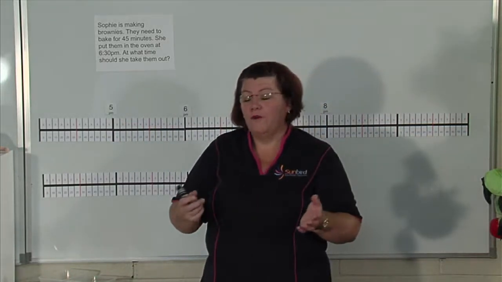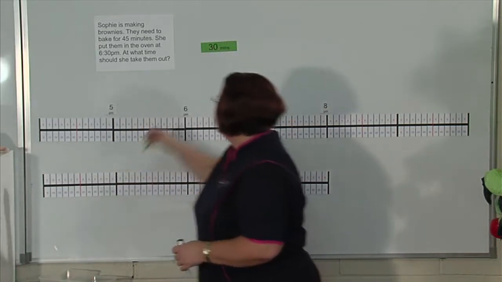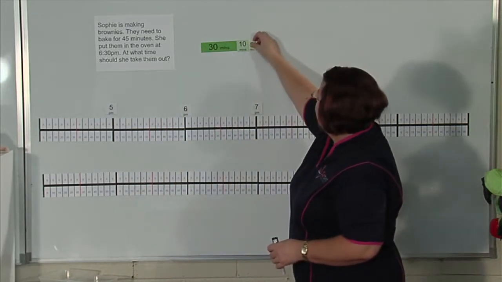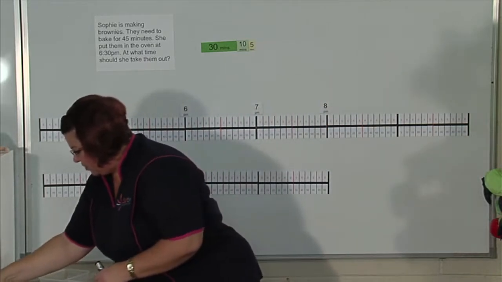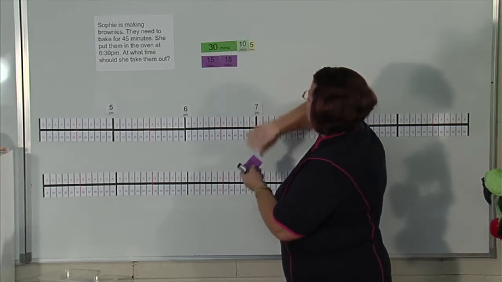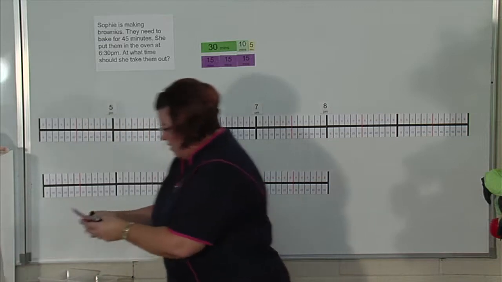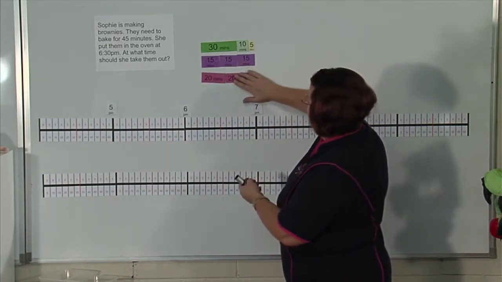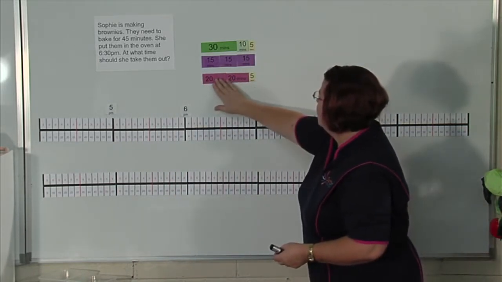It can be a block of 30 minutes, and we would need another 10 minutes to make it 40 minutes, and we could put a 5-minute block there to make 45 minutes. You can show the children also that 3 lots of 15 blocks will also equal 45 minutes. And here's where you get to show kids that 2 lots of 20 blocks and a 5 will also equal 45 minutes.